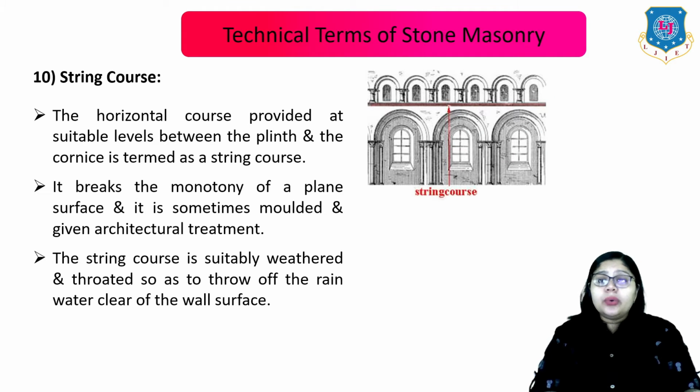Next is the string course. The horizontal course provided at a suitable level between the plinth and the cornice is termed a string course. It breaks the monotony of a plane surface and is sometimes molded and given architectural treatment. The string course is suitably weathered and throated so as to throw off the rainwater clear of the wall surface, as shown in this figure.